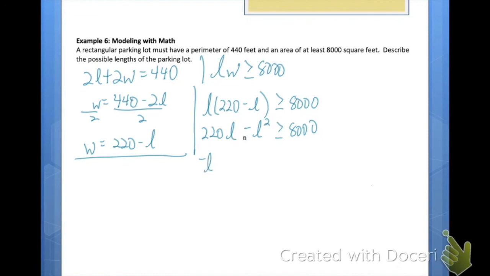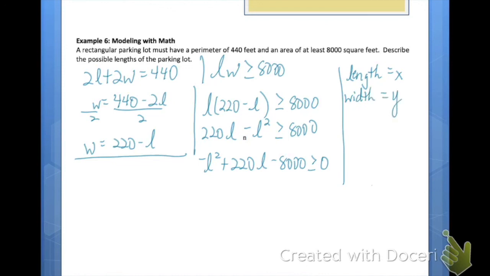And I realize that I can rearrange this and I have a quadratic in standard form. So negative L squared plus 220L minus 8,000 needs to be greater than or equal to 0. Now I want to find those length values that will satisfy that. So you can use your graphing calculator, put that on your graphing calculator, have x be L, so our length will be our input x, and then our width will be y. So what you're looking for then is you want to find those intercepts.